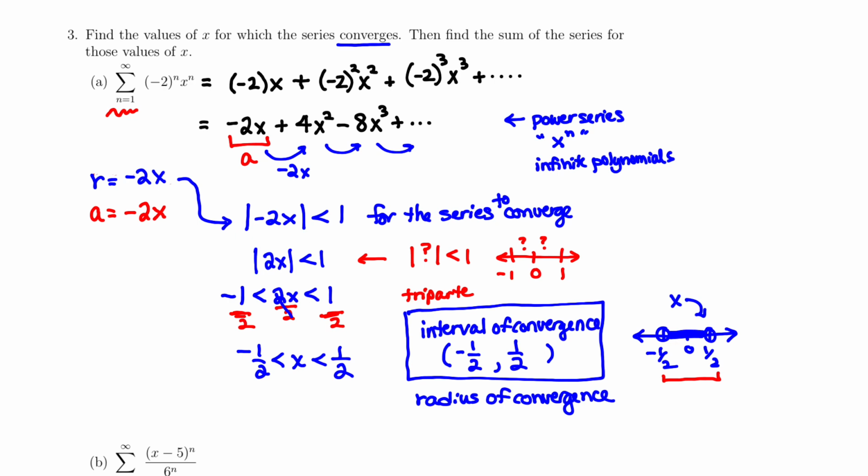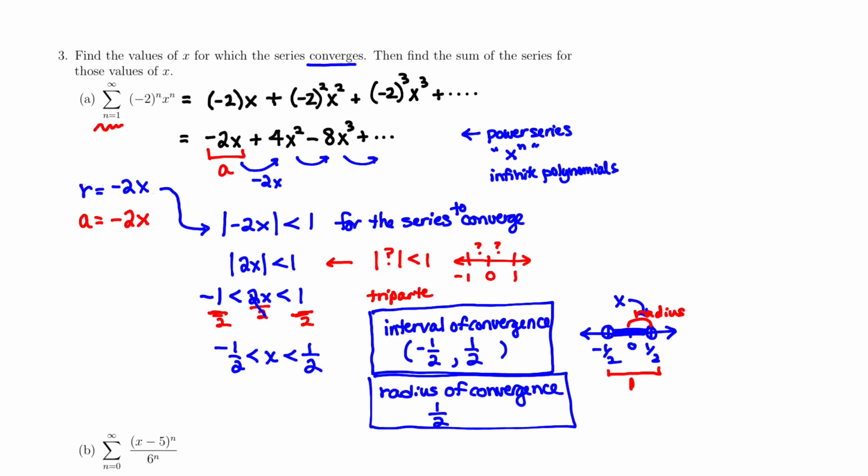Yeah, it's 1/2, because the radius is just half of your interval distance. Whatever your whole interval distance is, the radius is just half of it. This whole distance is 1, so the radius of convergence is 1/2. Is that the same thing as the sum? No, we got to get the sum.